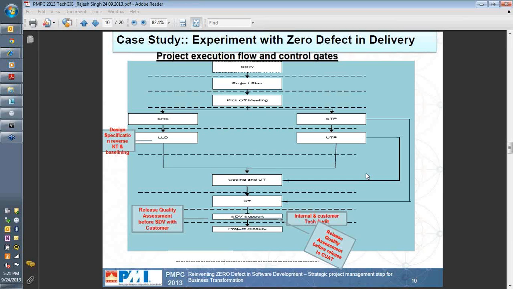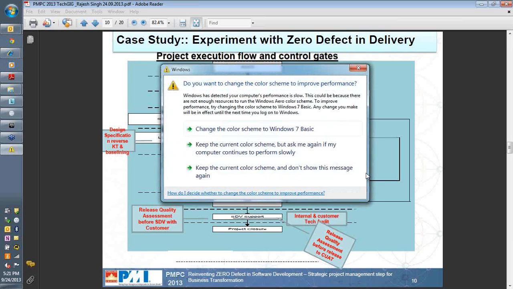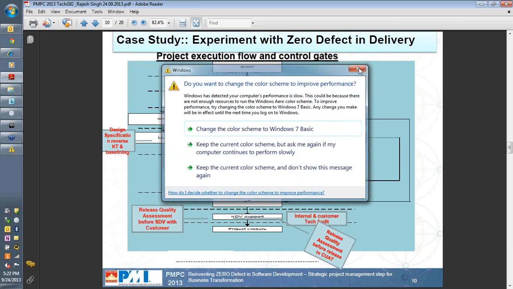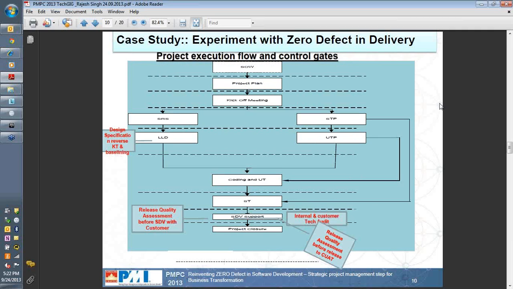Let me try to shed some light on the project execution flow and control gates. We don't do anything very different from what the industry follows. We just follow the V model of the project execution process, which is mostly part of the waterfall iterative model that we follow here.